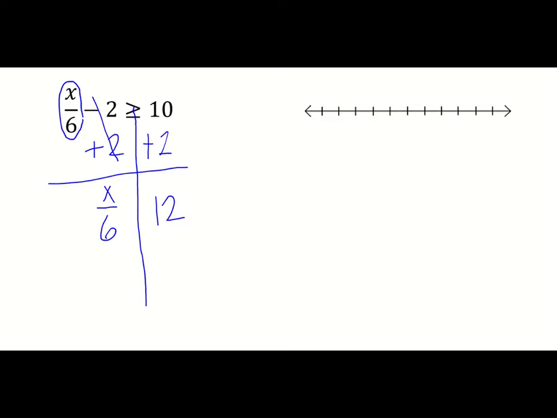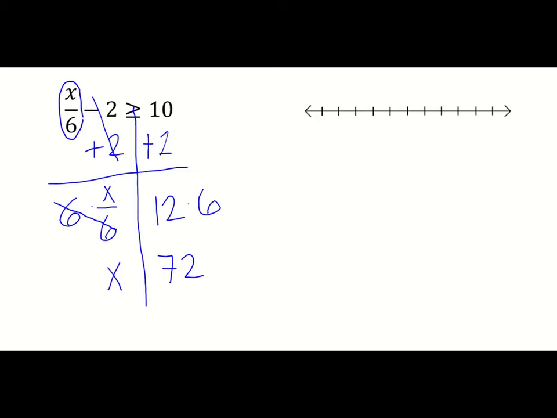Now I want to get x by itself, so I need to think what's happening with x and 6. Well, they are being divided, so I need to multiply by 6 on both sides. When I do that, on the left, the 6 is canceled, so I have x, and 12 times 6 is 72.